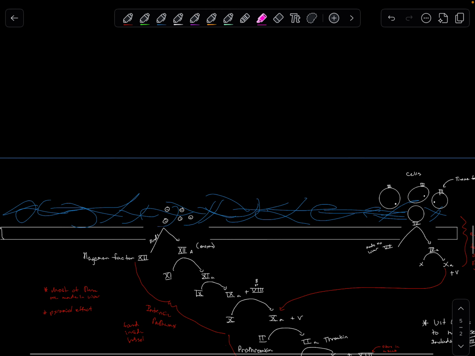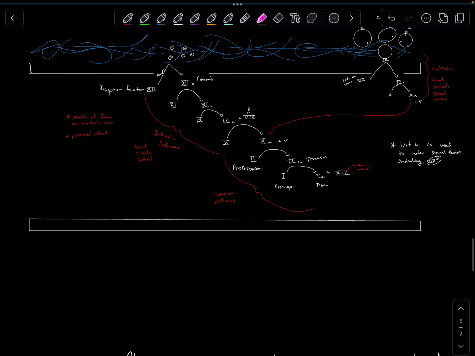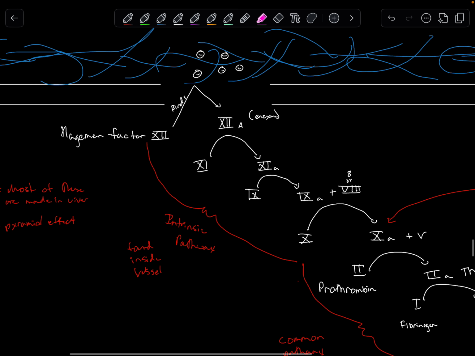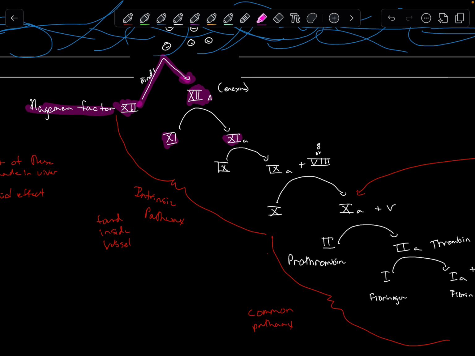Okay, now we'll move on to the coagulation cascade. This isn't super confusing. Basically, you have your Hageman factor, factor 12, and that's going to bind to these negative charges on the collagen and turn into 12A. Then factor 11 is going to come in and turn into factor 11A through factor 12A.